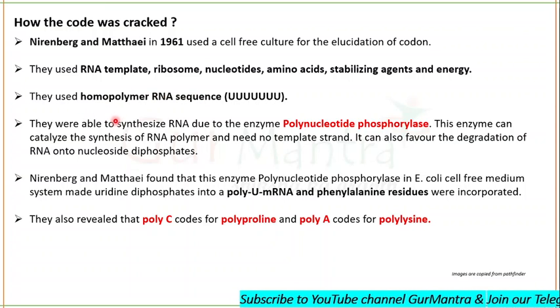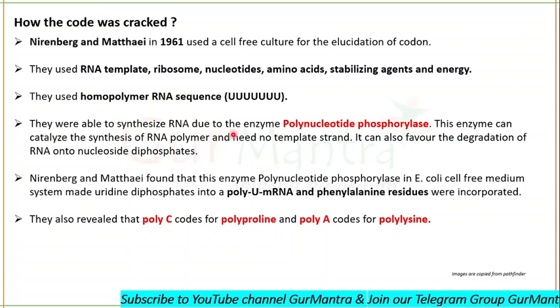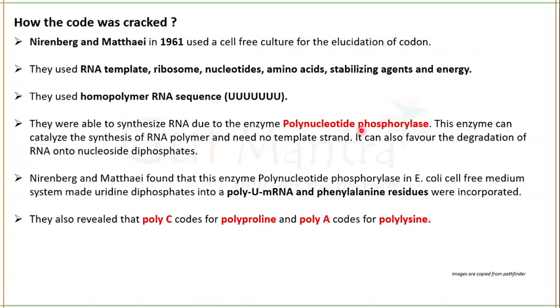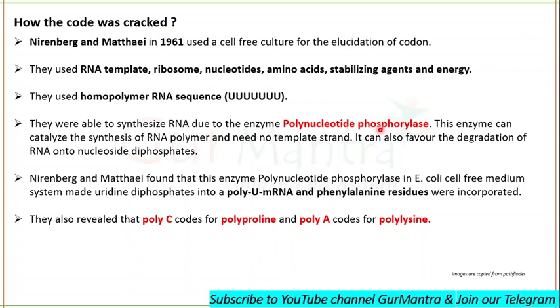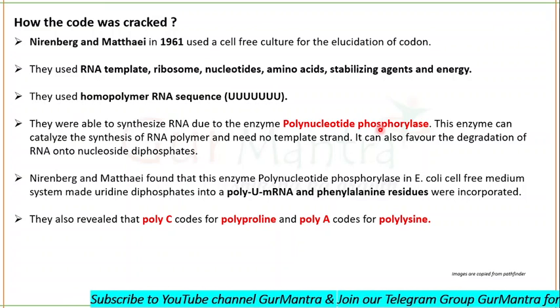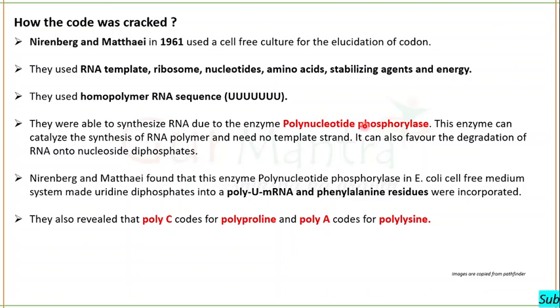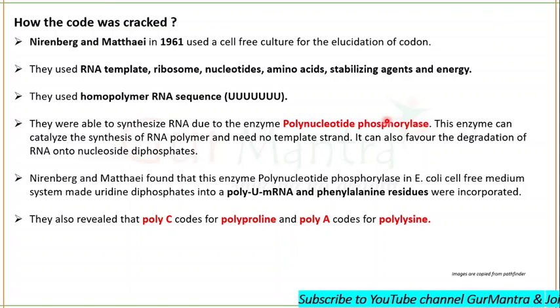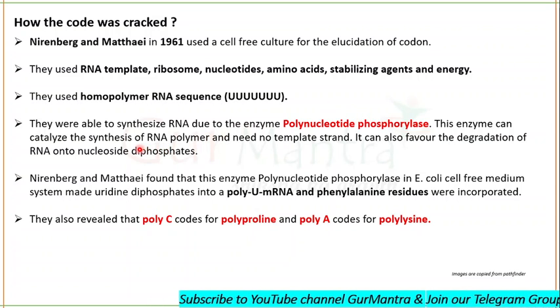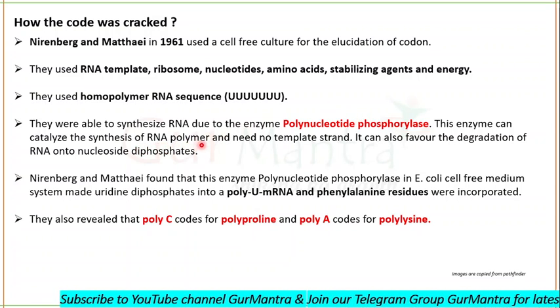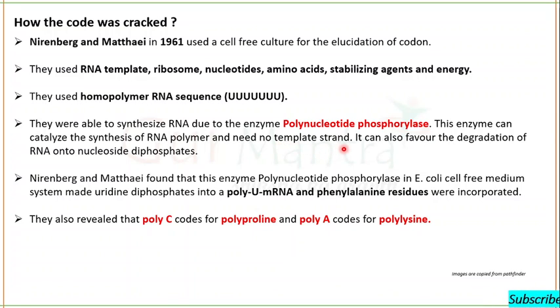Fine. They were able to synthesize RNA due to the enzyme polynucleotide phosphorylase. This question should have come to your mind: how were they able to synthesize genetic material without a cell, in a cell-free culture? They actually used polynucleotide phosphorylase. This enzyme can catalyze the synthesis of an RNA polymer without any template strand.